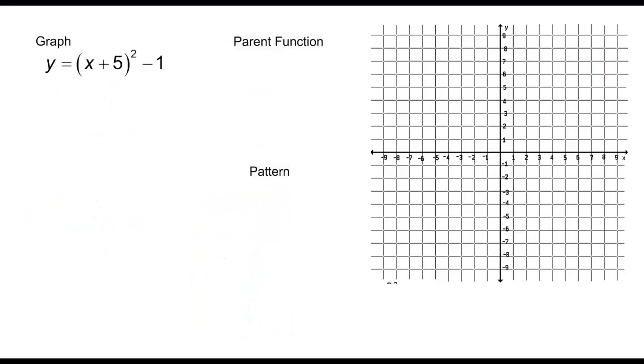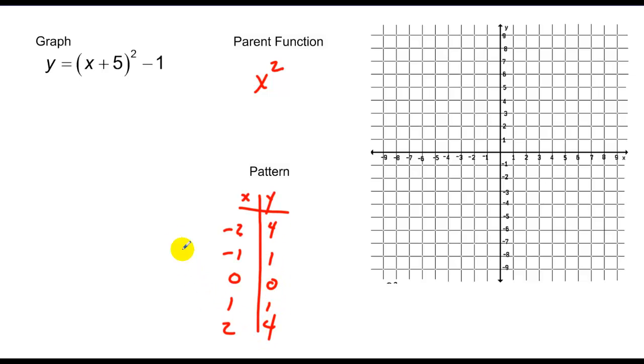Let's do another example. Parent function once again is an x squared graph. Pattern once again, -2, -1, 0, 1, 2, giving 4, 1, 0, 1, 4. Notice this is kind of set up the same way. This is the function. This is inside the function. This must have to do with the h value, but h follows the subtraction sign.